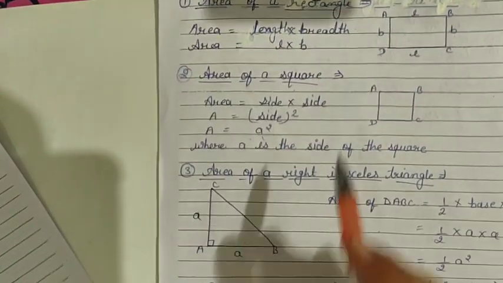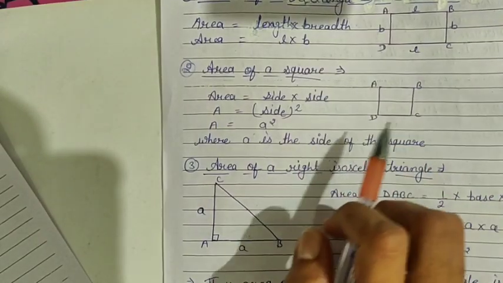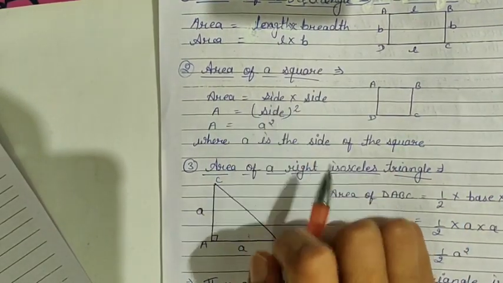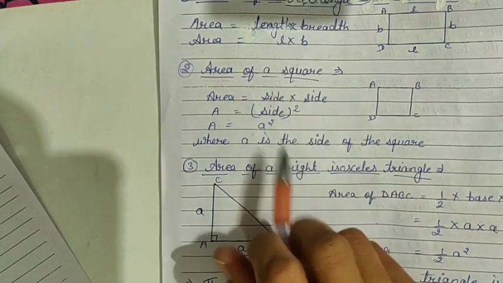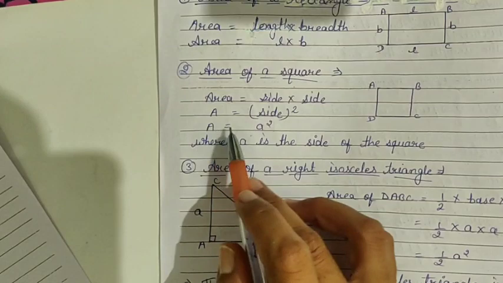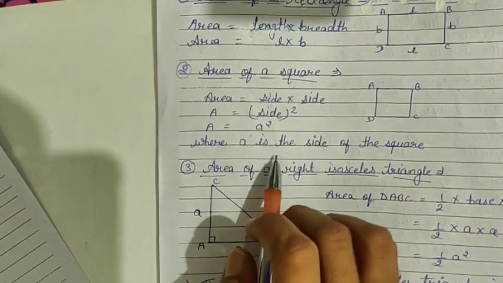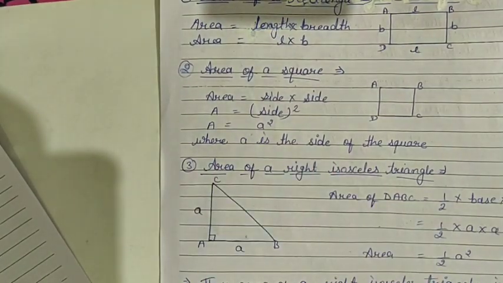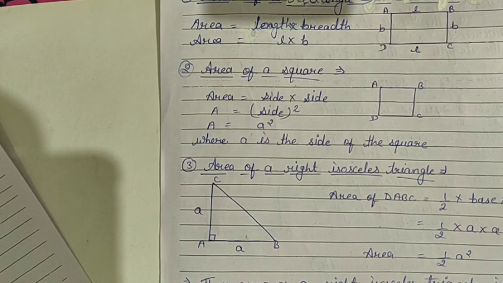Now area of a square. This is a square ABCD and area of a square is given by side into side. So area of a square is equal to side squared. Area is equal to A squared, where A is the side of the square. Area of rectangle, length into breadth. Area of square, side into side.